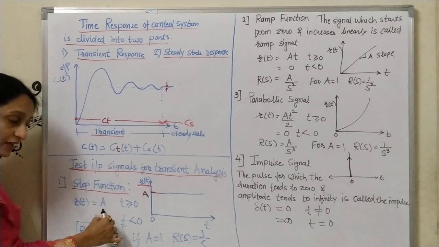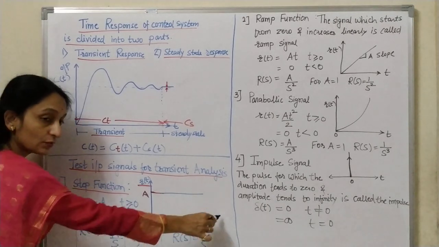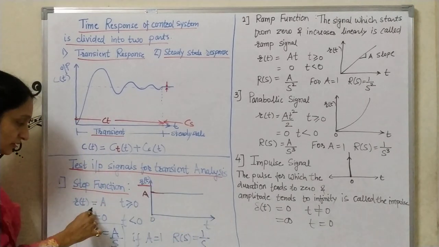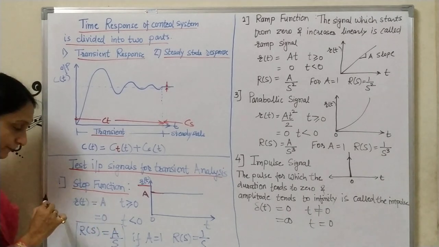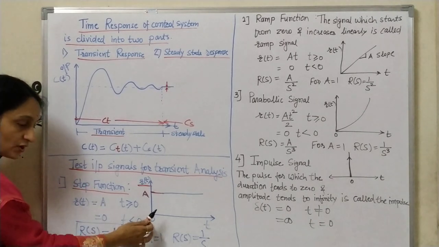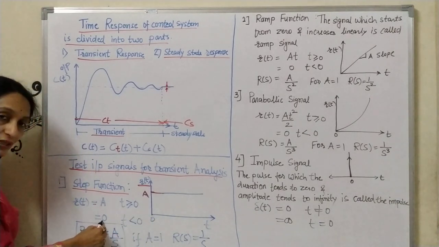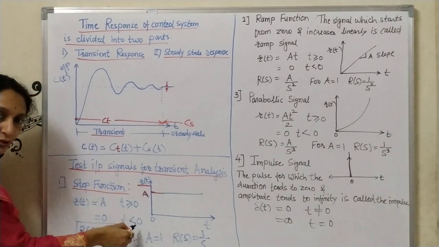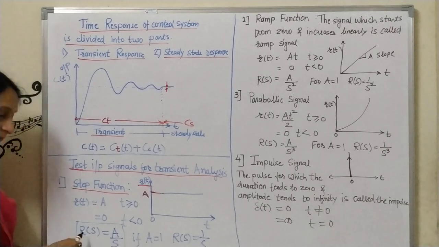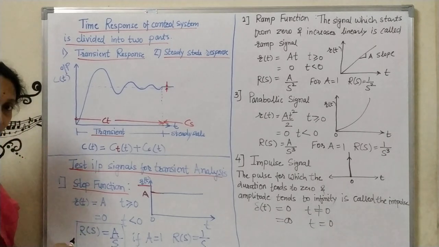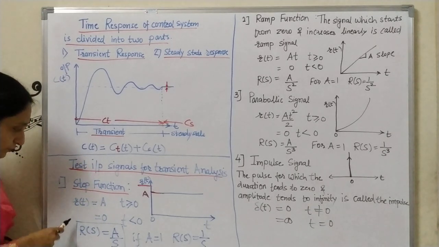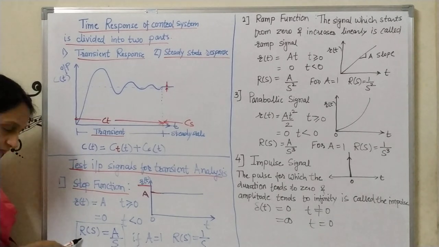For t greater than or equal to 0, you will get the input r(t) as A. Okay, now see, for time t less than 0, r(t) will be 0. We are not getting any input here. Okay, now see, next we have to take the Laplace transform. The Laplace transform of this r(t) is R(s).